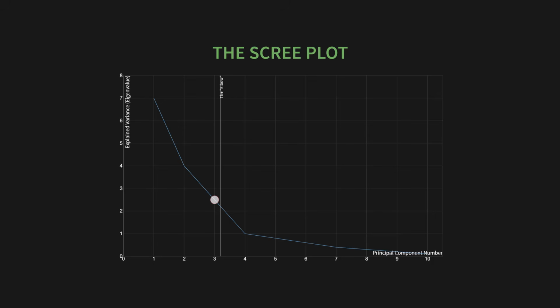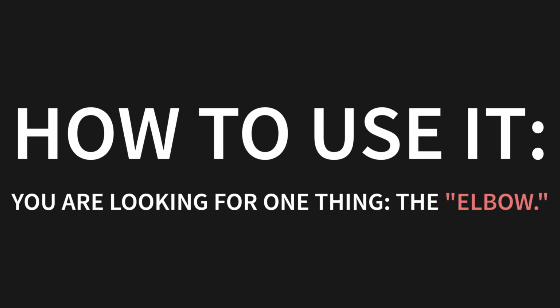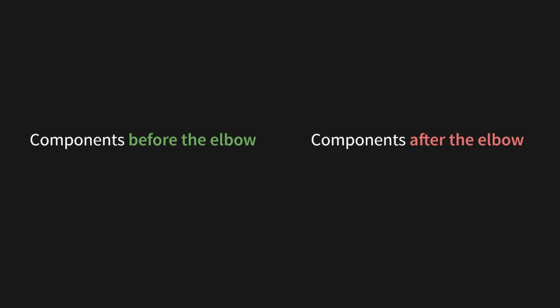Now, when you look at this, you are looking for one thing, the elbow. See how the line starts steep, like a cliff, and then it flattens out into a gentle slope? That turning point is the elbow. The components before the elbow, that's your signal. Those are the important ones. The components after the elbow, that's the noise, the rubble at the bottom of the cliff. In this case, it looks like we should keep the first 3 components.